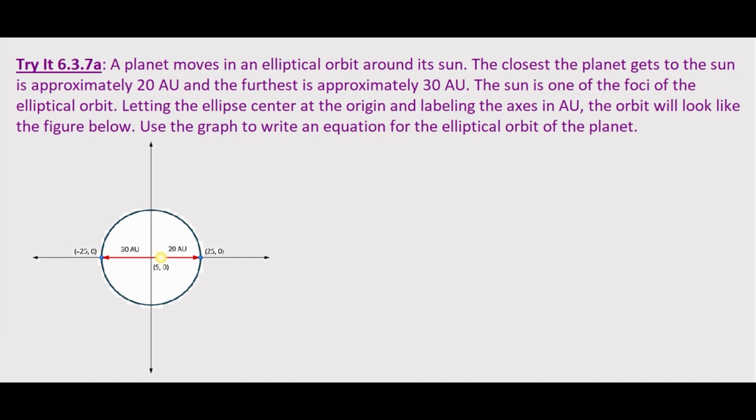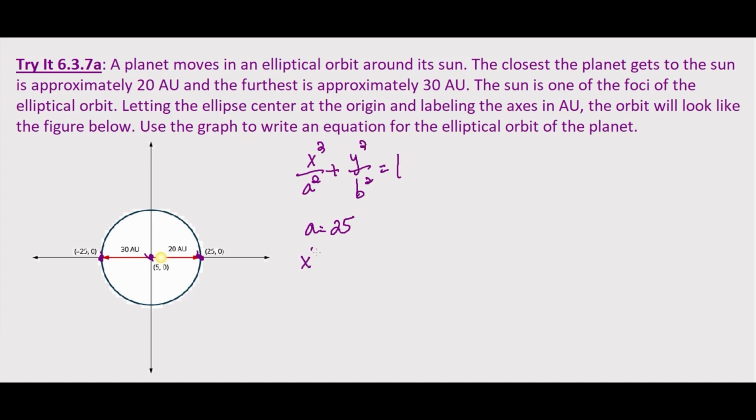So how do we do that? Well, we have to remember that in this case, we're looking for the form x squared over a squared plus y squared over b squared equals 1. So what is a? Well, the distance from the center to the ellipse on the major axis is 25 units. So that means a equals 25.